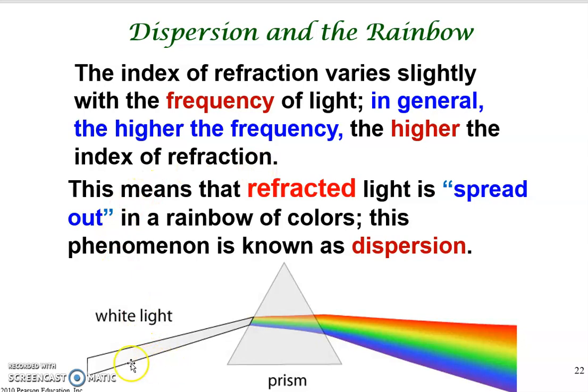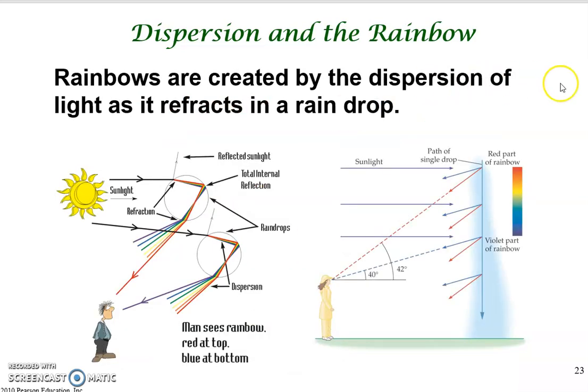You can see that when white light enters the prism, the frequency which is bent most strongly is the violet one, and the frequency which is bent least is the red one. After the refraction, which is also the dispersion, the white light is spread out as a spectrum. This spectrum is consistent with the rainbow. And this is the concept of dispersion. Now let's try to study the rainbow.